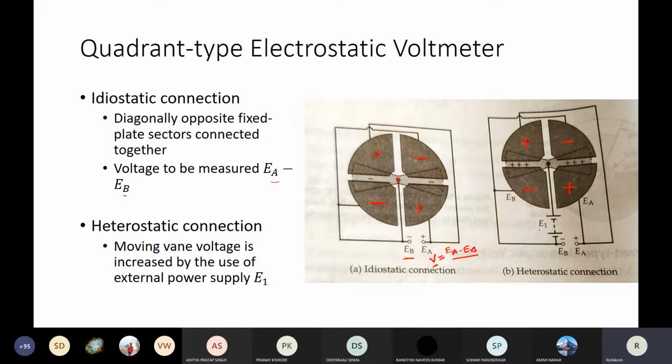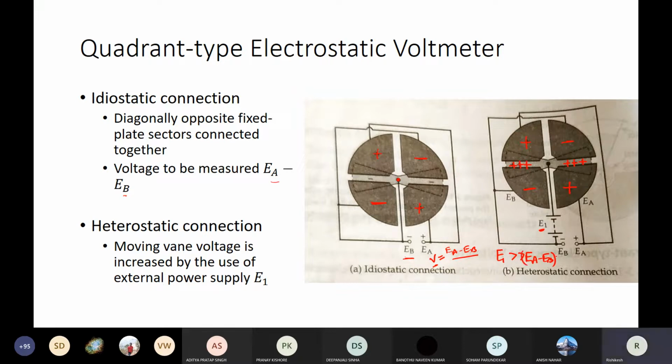is an external supply voltage, power supply E1, which is attached, and this plate is now at much higher potential in comparison to the negative plate as well as the positive. That's why it is shown with three positives here. As you can see, it is at much higher. So E1 is much higher than the voltage we are trying to measure.